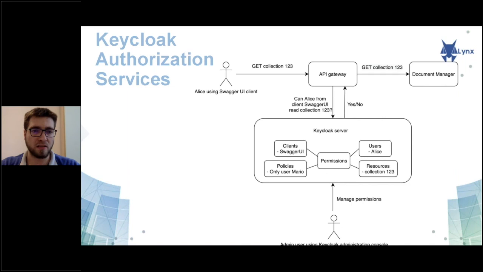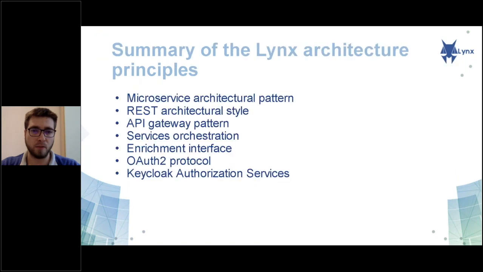Okay, next slide, please. Finally, this slide summarizes the key aspects of the Lynx architecture that we have discussed so far, which are the microservice architectural pattern, the REST architectural style, the API gateway pattern, service orchestration, the enrichment interface, the OAuth protocol, and Keycloak authorization services applied to the Lynx access control system.